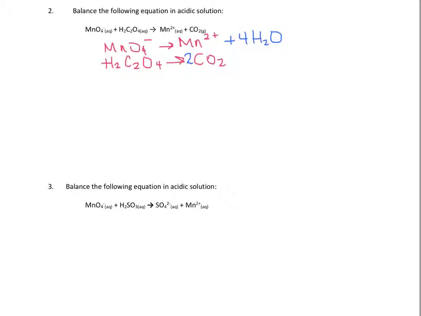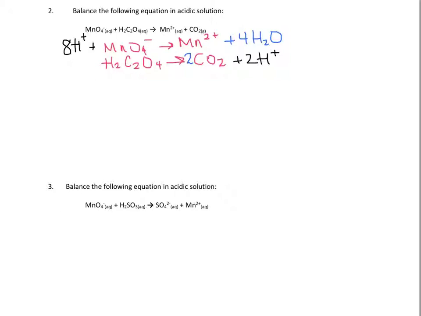The next step is to balance for the hydrogens by adding H+. We have 4 times 2 or 8 hydrogens here on the product side, so I need to add 8 hydrogens on the reactant side. In the second half reaction, I have 2 hydrogens on the reactant side, so I need to add 2 H+ on the product side. That one is done. Now we need to balance for the electrons.